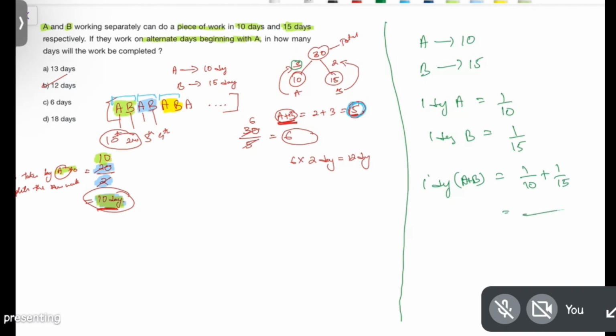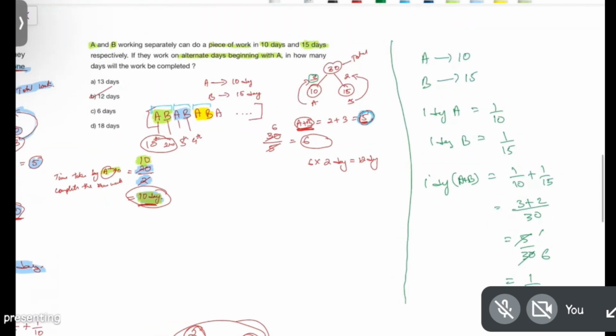Now the LCM is 30, and 10 times 3 and 15 times 2, which means 5 by 30. I'll reduce here, 5 1s are 5, 5 6s are 30. That means I have 1 by 6. This is their 1 day work.